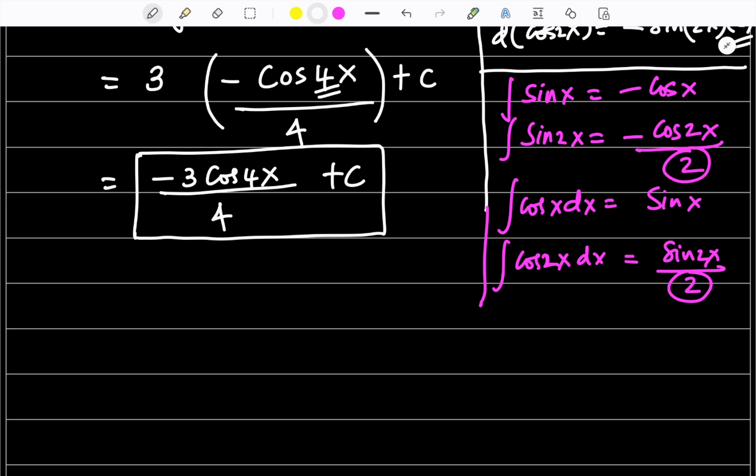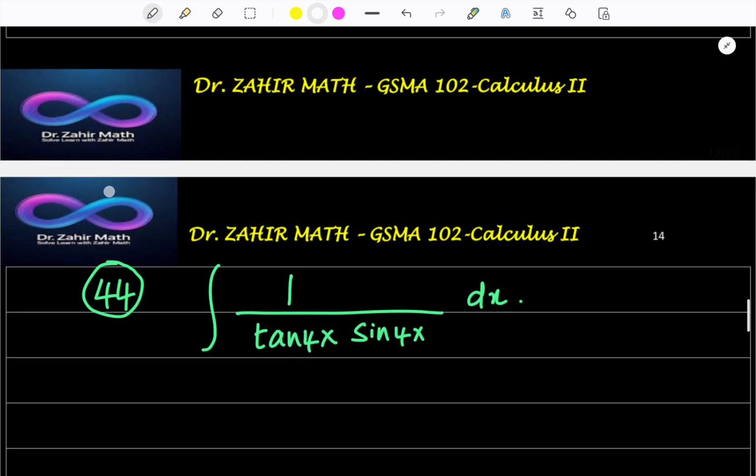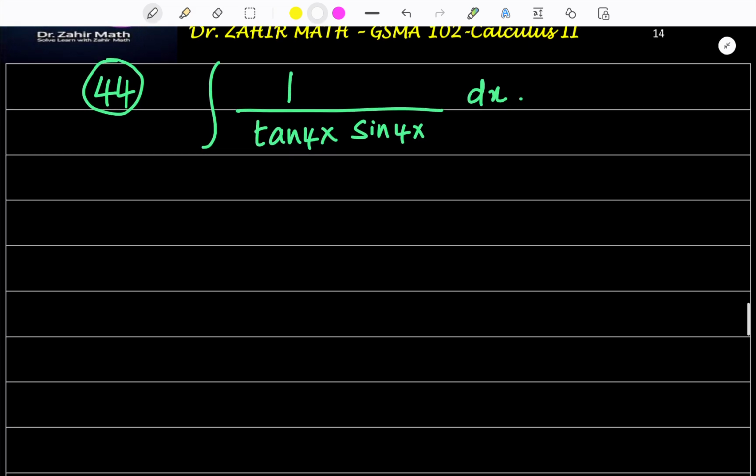Sometimes we can use the formula. Keep in your mind, but the best method, again and again I'm saying, which is the substitution method, will work out for all types of problems. Okay, let's go to the next question, which is a beautiful question. Integral 1 divided by tan 4x sine 4x dx.